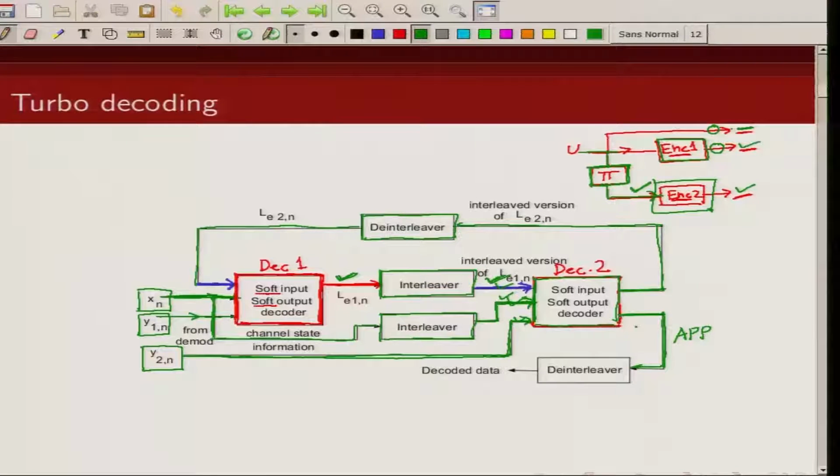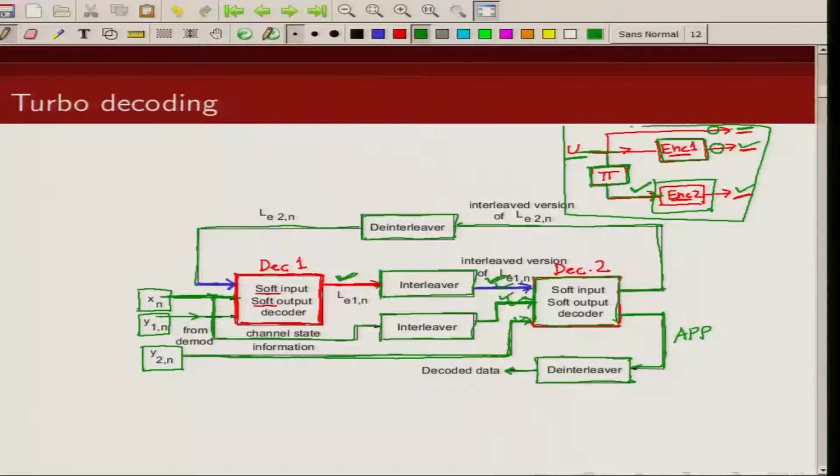Remember, the information sequence ordering at encoder 2 is an interleaved version of the information sequence of encoder 1. So if you want to know the order of the information sequence here, we need to de-interleave this data, and then we will take a hard decision on whether the bits are 0 or 1. So you can see this is an iterative decoding algorithm where instead of decoding this whole code in one go, we first decode encoder 1, and then encoder 1 passes some information to encoder 2.